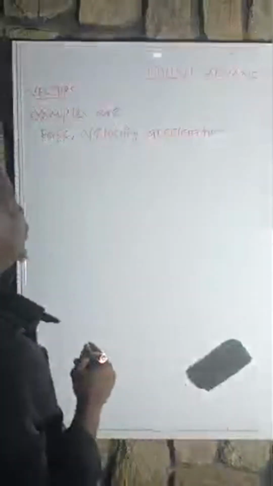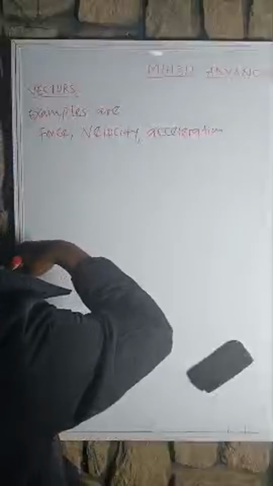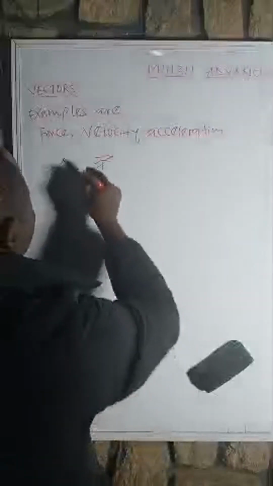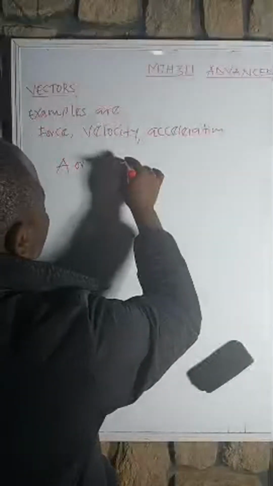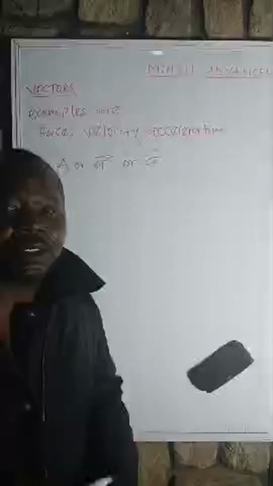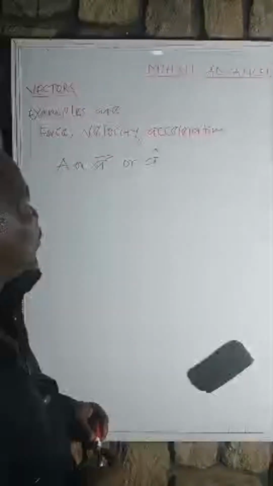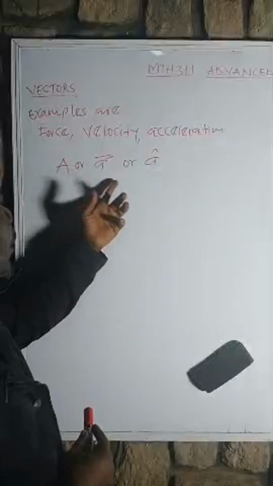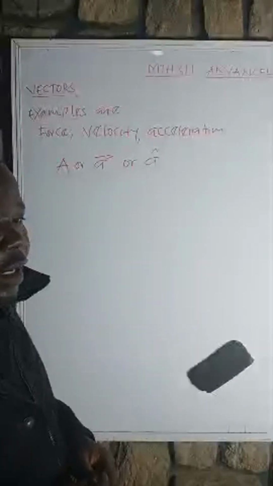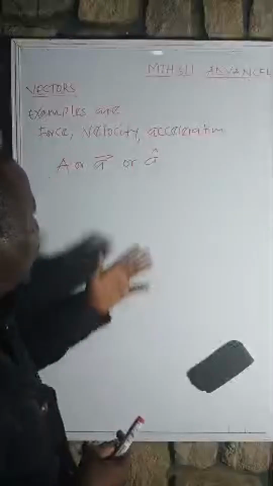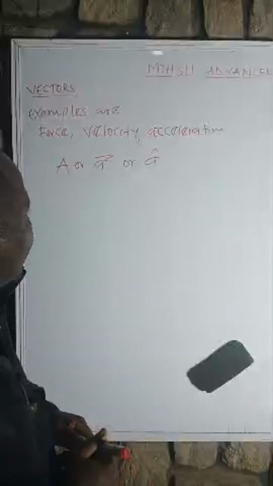And a vector can be written in capital letter, or arrow with a small letter. But sometimes you can have it in this form. This is also known as what? A vector. Is that clear? So whenever you come across this or this, we call it a vector, because we can have a vector of this form.